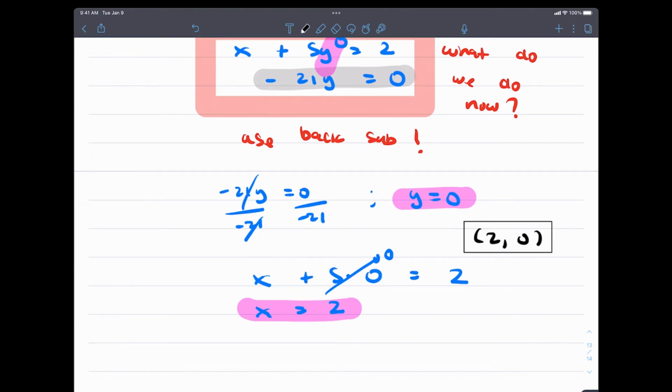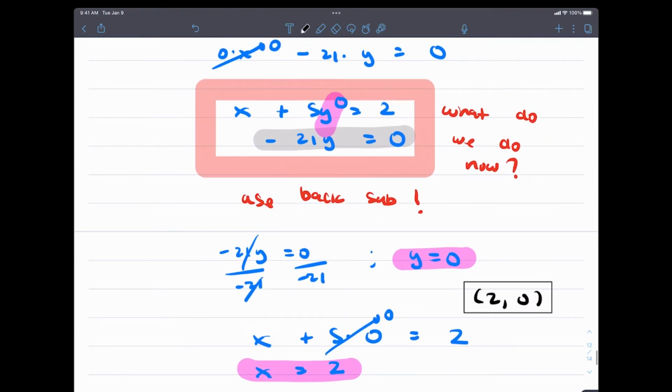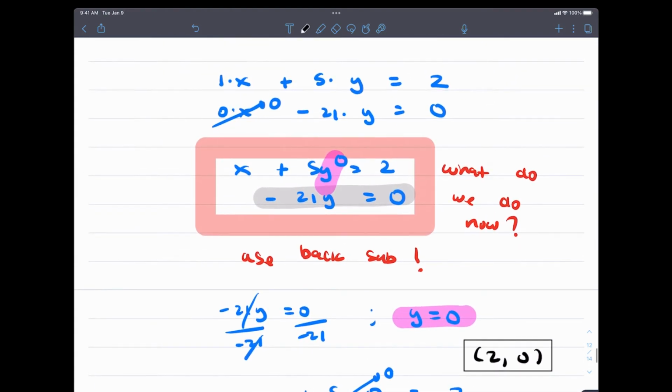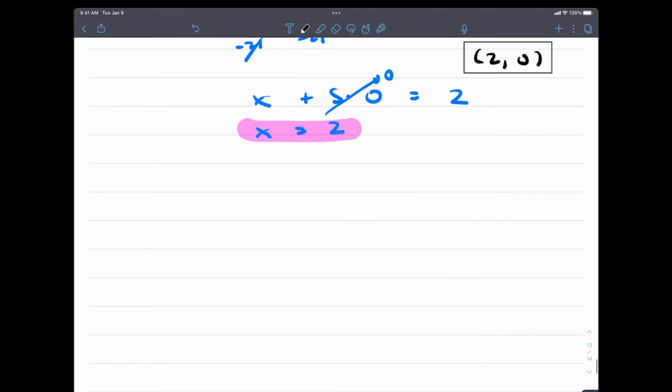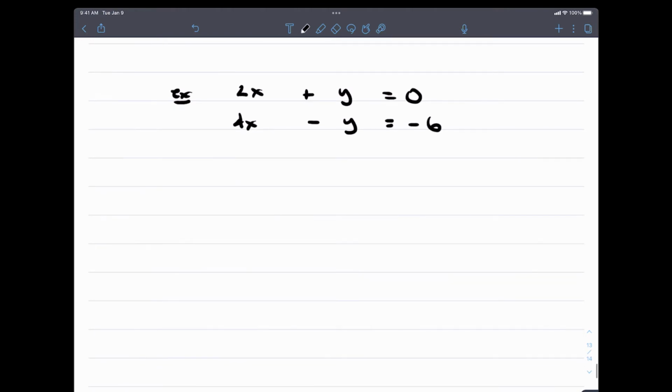Okay, you are done. What do you think? This is the matrix method, ladies and gentlemen. We're going to do another. 2x plus y equals 0. 4x minus y equals negative 6. Remember, we start with the what? Create your matrix.